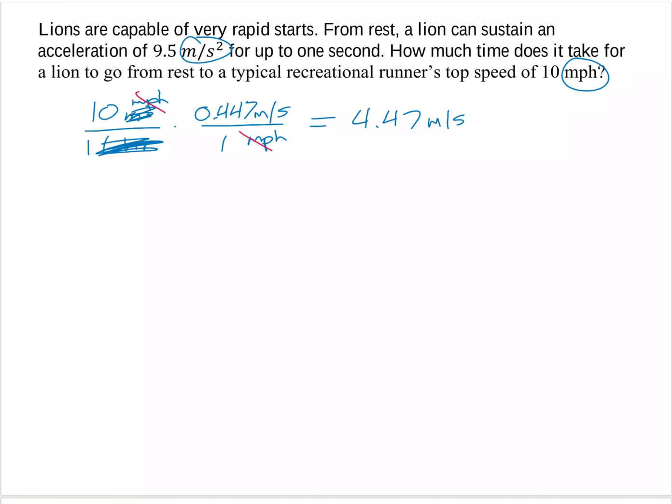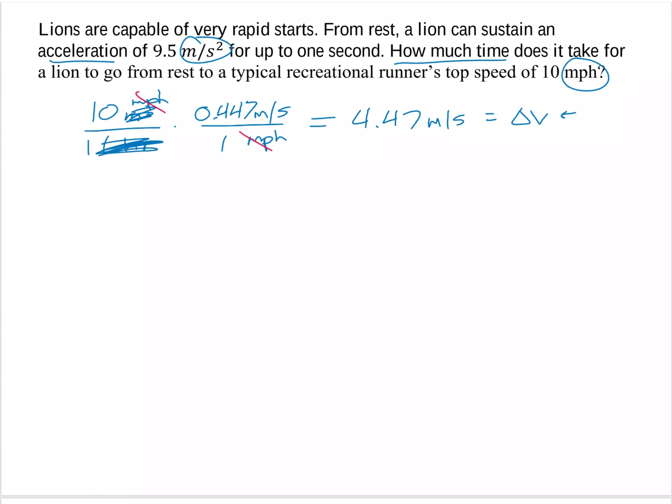So that is our, actually, what did we just calculate? 10 miles per hour. The lion is going from rest to 10 miles per hour. So velocity, that's actually our delta V. VI and VF are now there, so we have delta V. Okay, so we want to figure out how much time. We know the delta V, just calculated it, and we're given the acceleration.